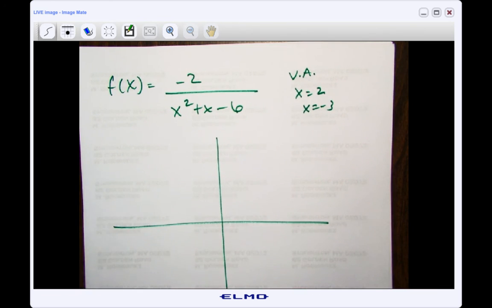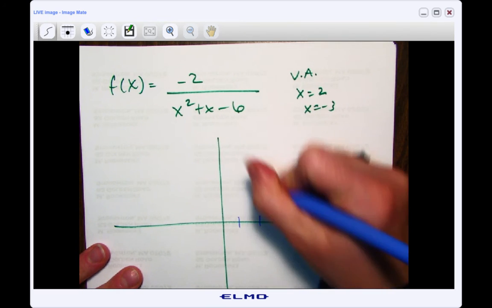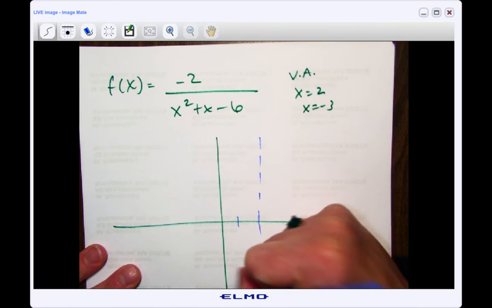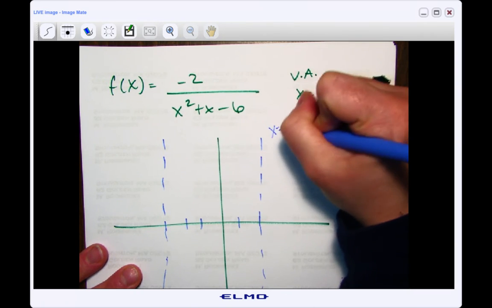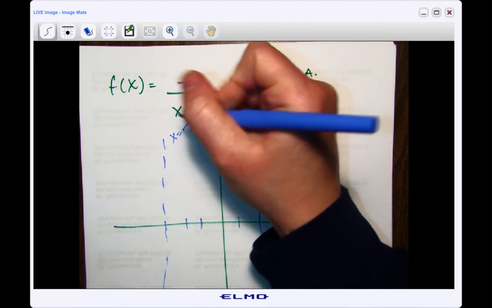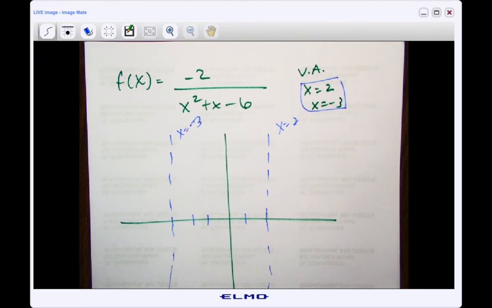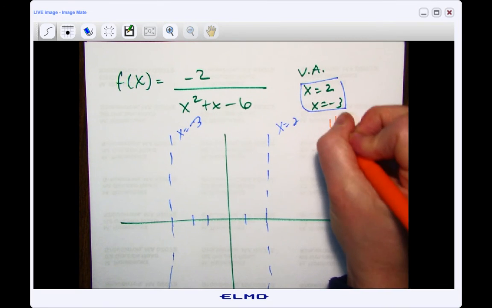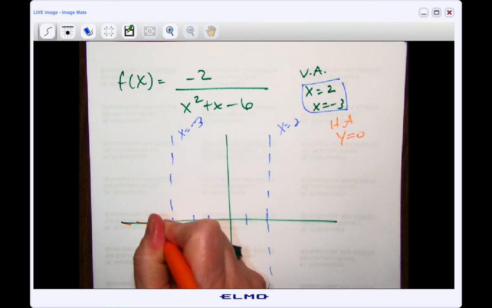And they're vertical lines. I write them in as dashed lines because then I remember what they are in my graph. So this is the line x is equal to 2 and x is equal to -3, right? Vertical lines. I'm going to draw in my horizontal asymptote. So that was these two. That's where I got those. My horizontal asymptote was y is equal to 0. So that's a horizontal line right here.